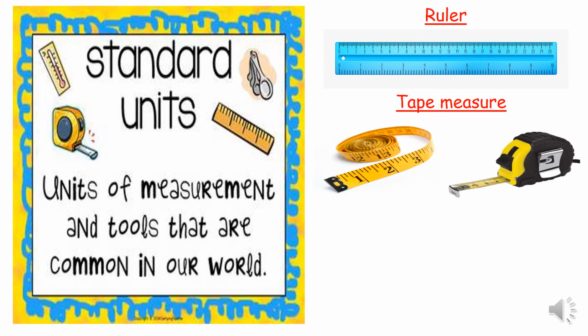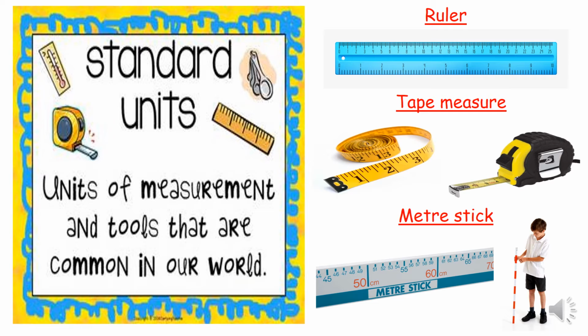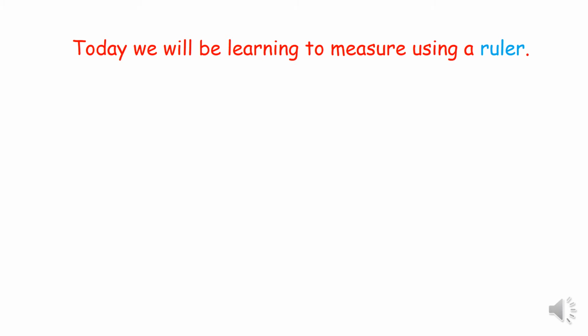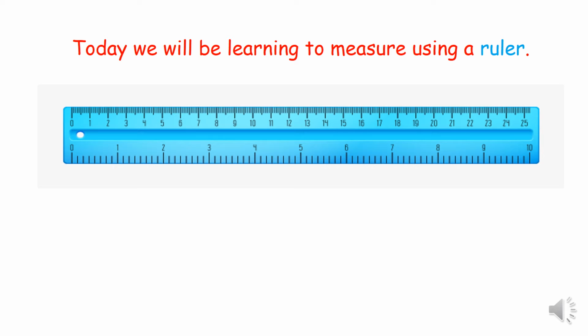We could use a tape measure. You might have one of these lying around your house. They help us to measure longer distances and bigger objects. We could also use a meter stick. Now you might have seen these at school. Today we will be learning to measure using a ruler. You might already know how to use a ruler, but today we're going to learn all about the standard units on a ruler.